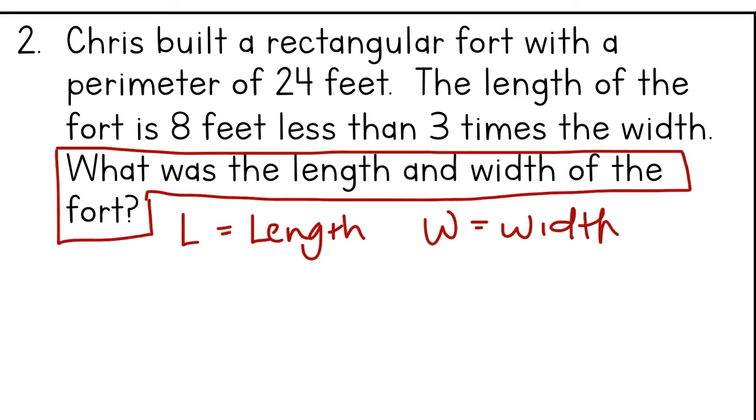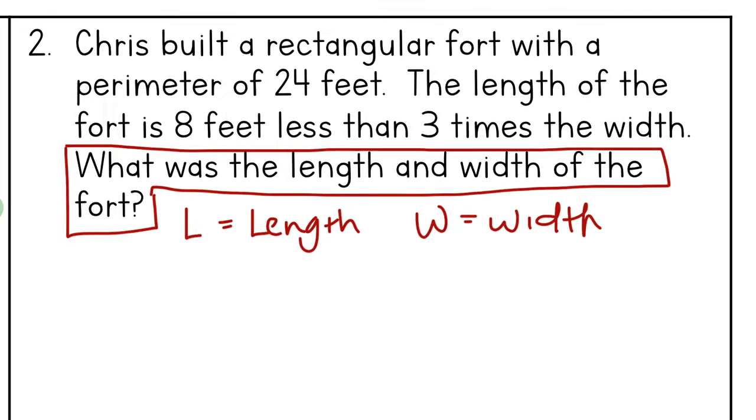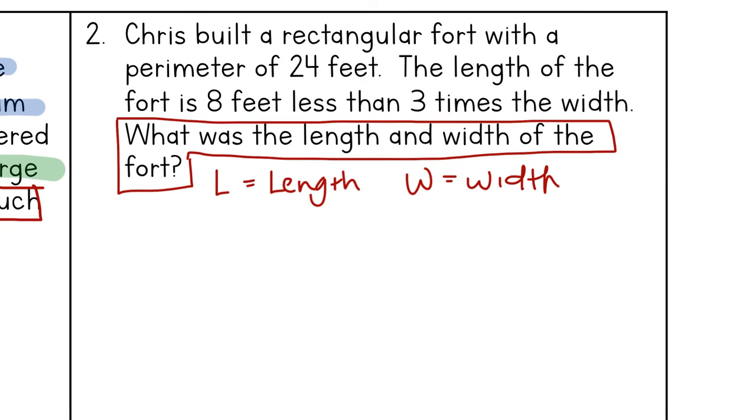Okay, so that's our first step, defining our variables. Second, we need to write our two equations. Okay, so starting at the beginning, it says it has a perimeter of 24 feet.